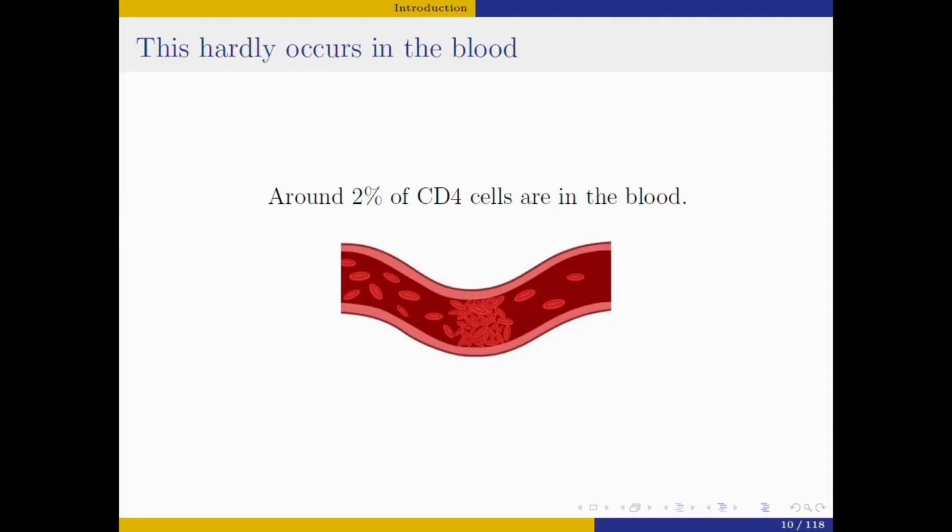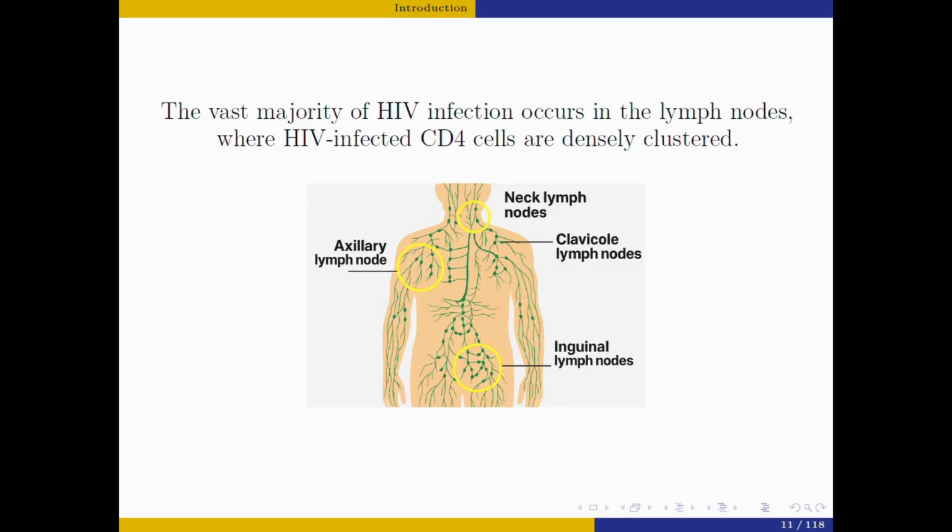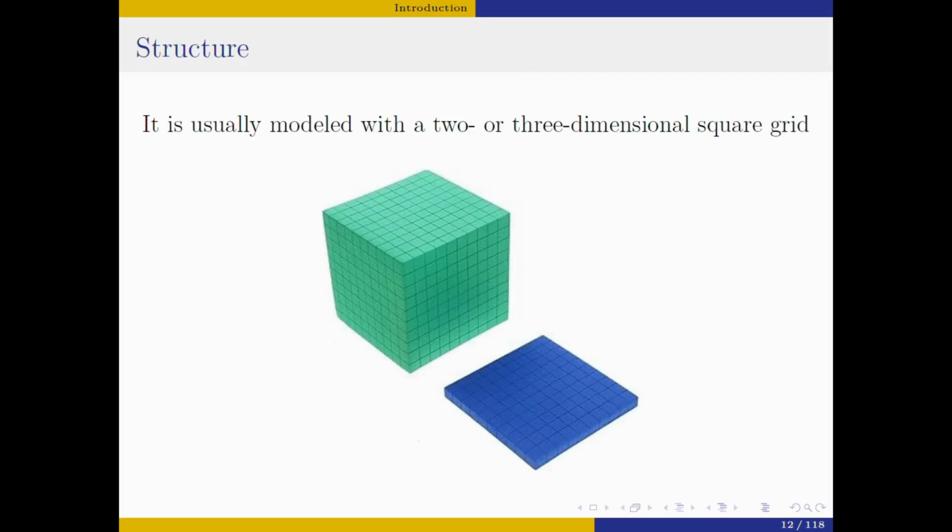The curious thing is that this process rarely occurs in the blood, since only about 2% of CD4 cells are found in the blood. Therefore, it is said that the vast majority of the infection occurs in the lymph nodes, as this is where the cells are densely clustered. These are usually modeled as 2 or 3-dimensional square lattices.